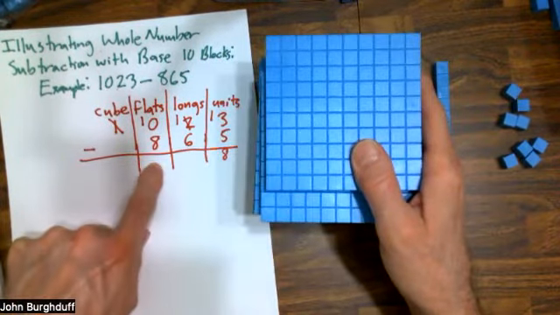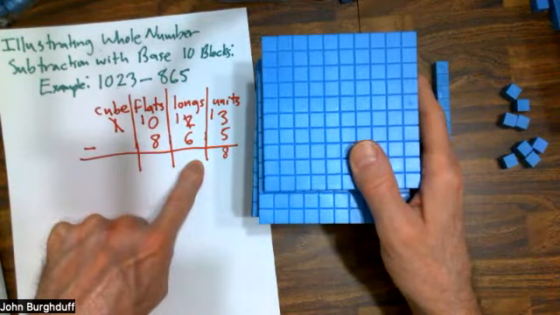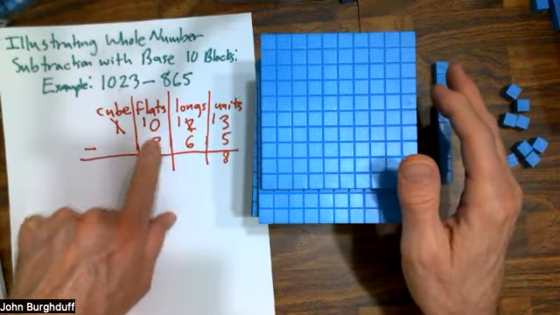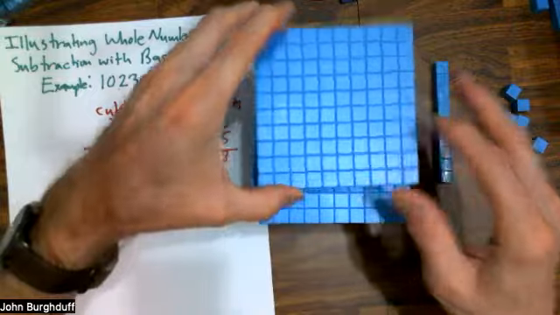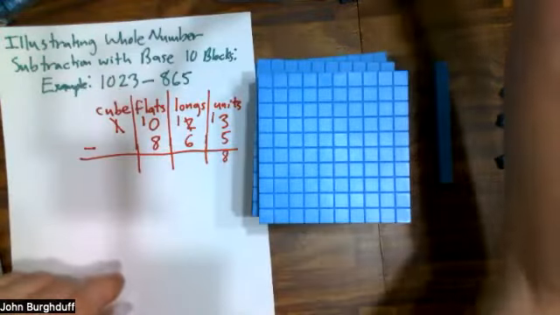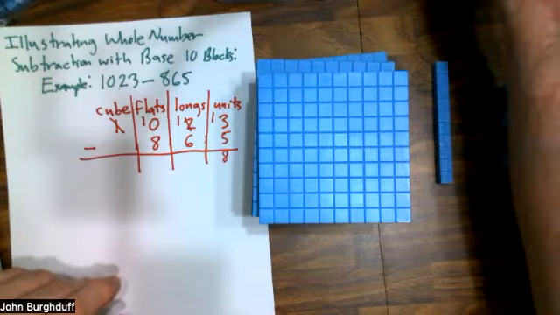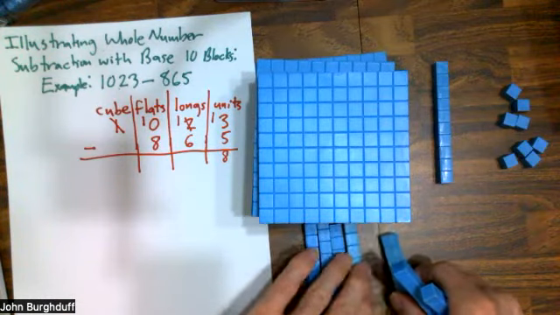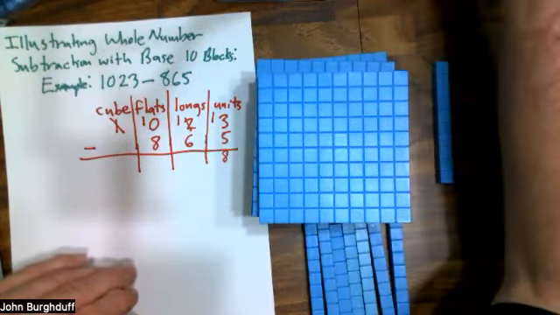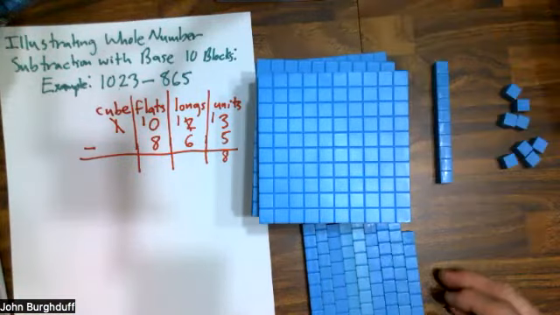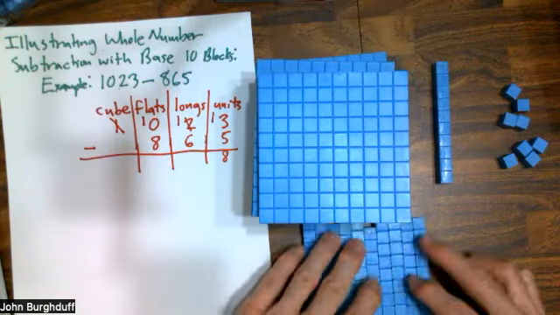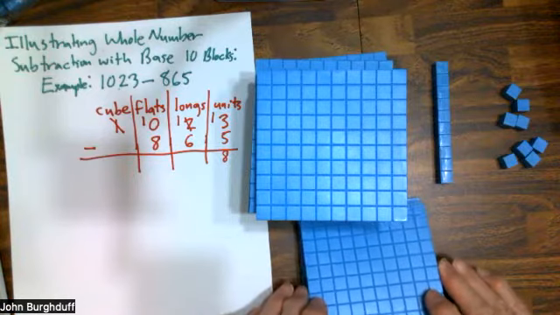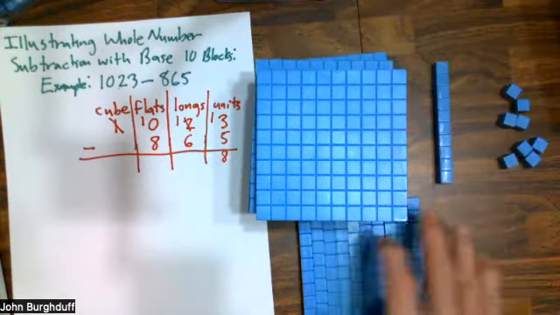From that, I don't want to take away from the flats yet. I still have my longs, in trouble over here. Because I can't take away 6 longs from 1 long, I'll need to take one of my flats, exchange that for 10 longs. Let's see if we can get 10 longs here. 1, 2, 3, 4, 5, 6, 7, 8, 9, 10. Let me get that flat I was going to take away and make sure I really see that. I see that it lines up perfectly. So when that flat goes away, it creates for me 10 longs.